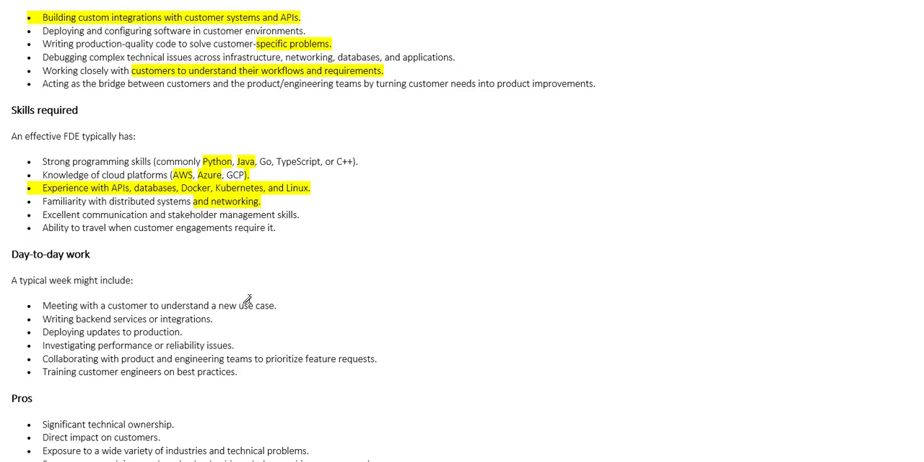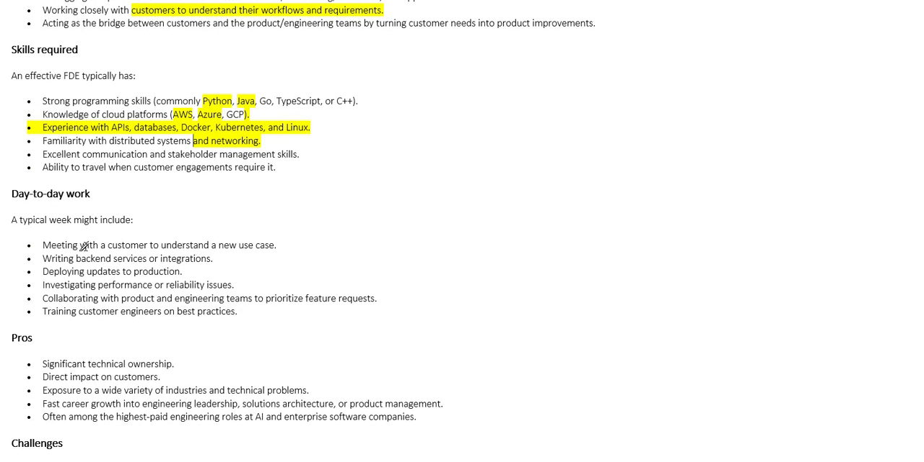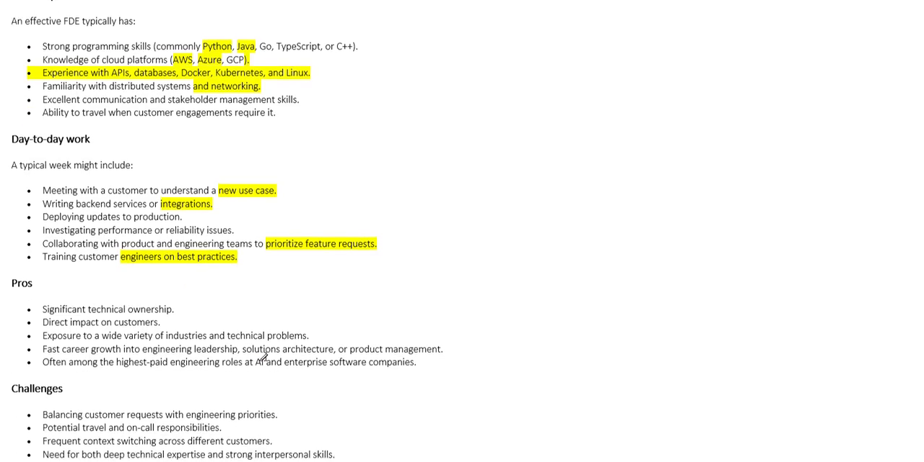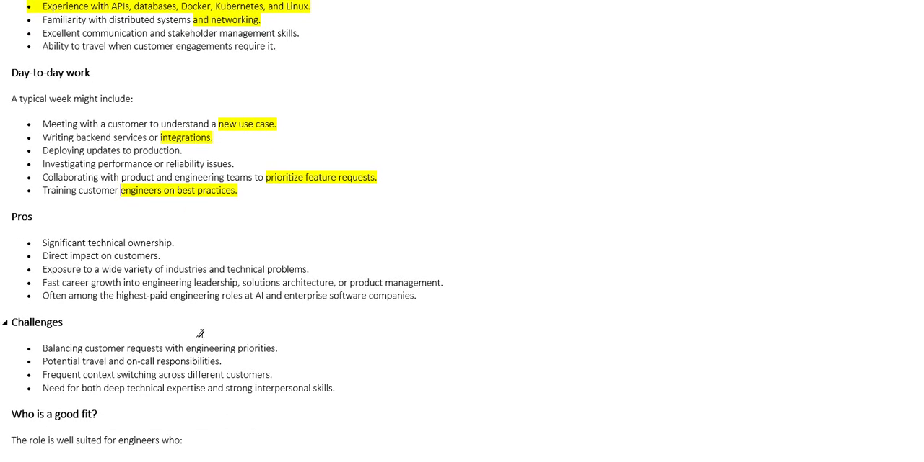And day to day, what will he do? Meeting with the customers to understand new use cases, writing backend services or integrations, deploying updates to production, investigating performance or reliability issues, collaborating with the product and engineering teams to prioritize upcoming feature requests, and training customer engineers on best practices.